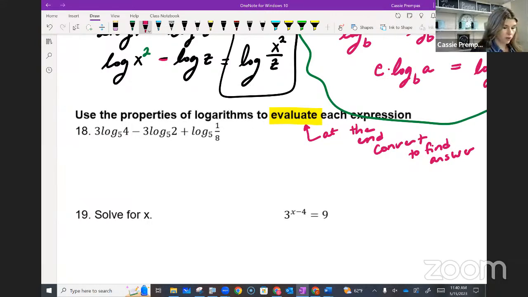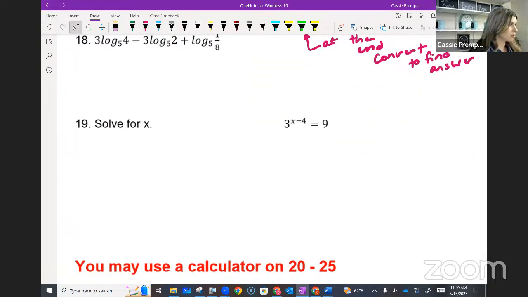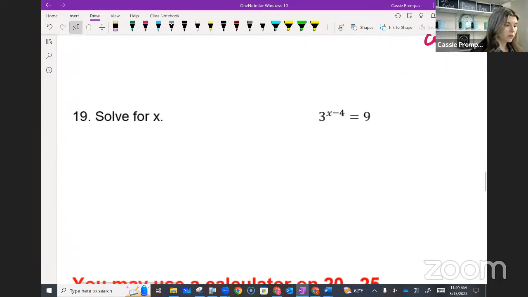Okay, and then if you notice, all of these were on the non-calculator portion. Hopefully you haven't had to really reach for your calculator too much yet. I may let you use the calculator, but you have to show me all your steps. Number 19, when I say no calculator, I don't want you using logs to solve.